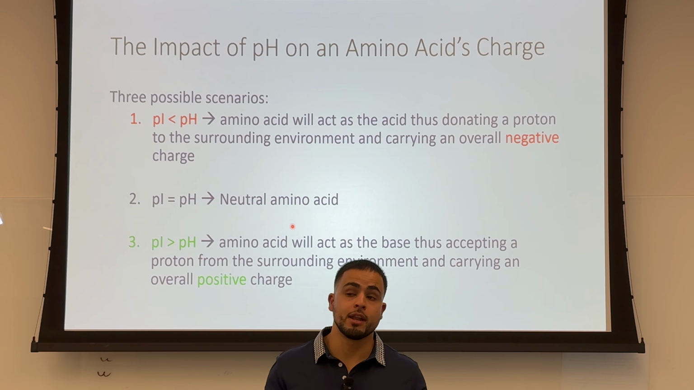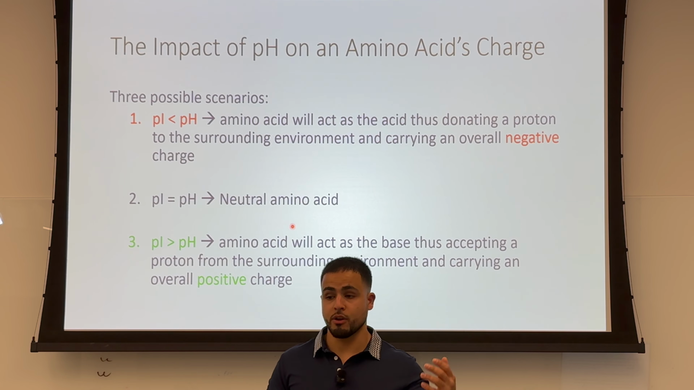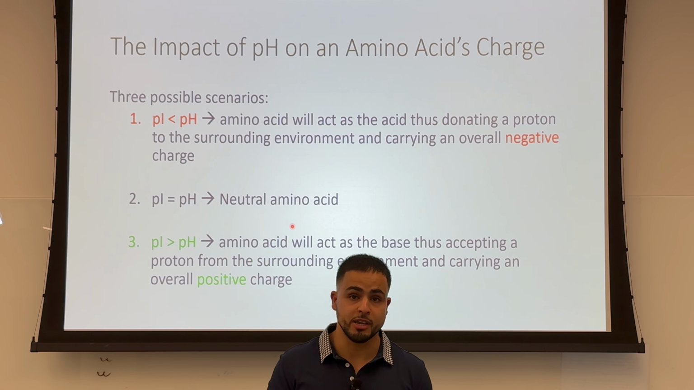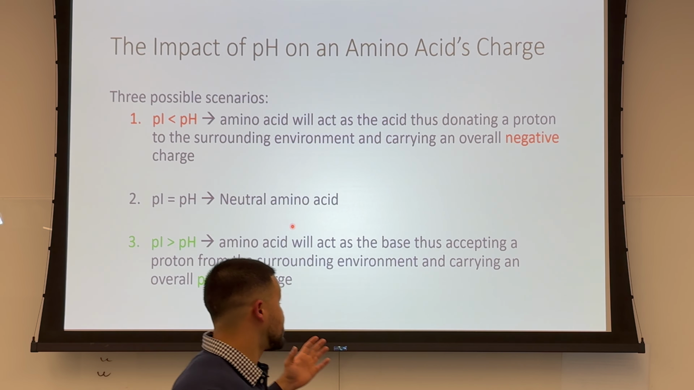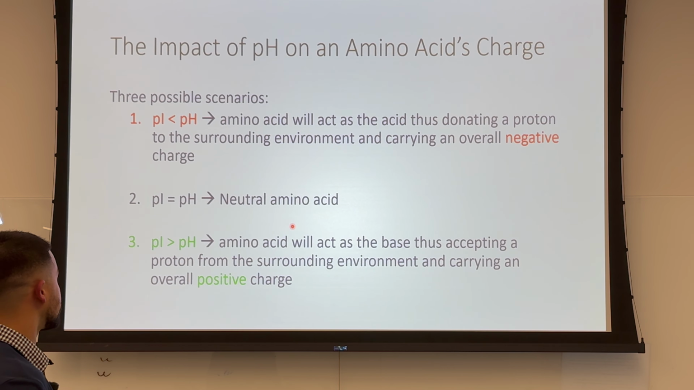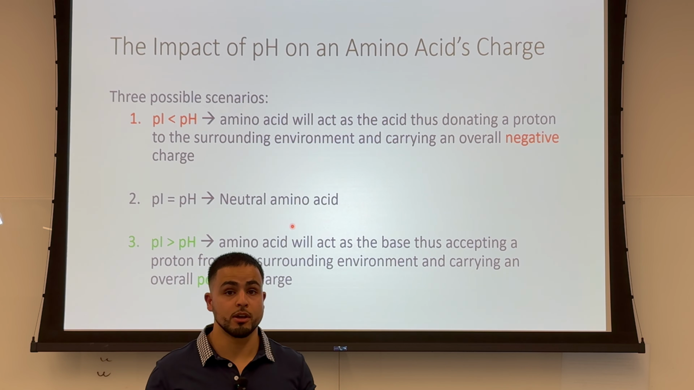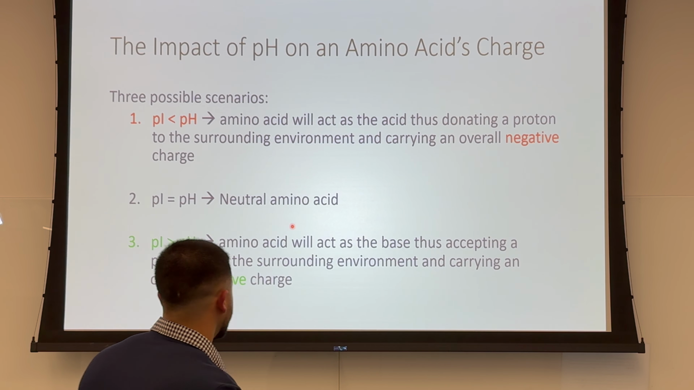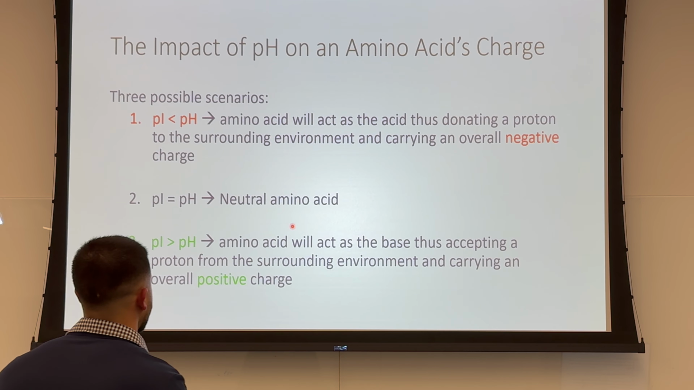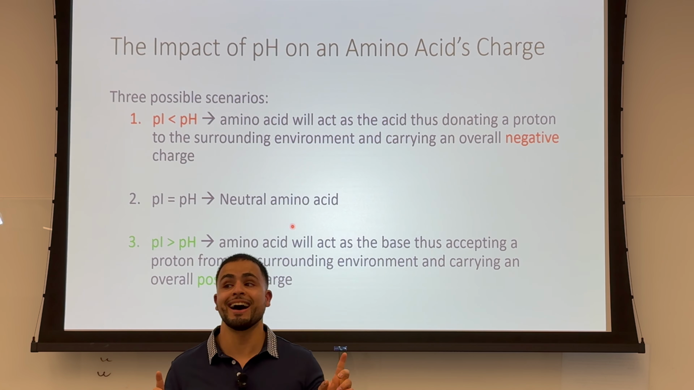So like if you put it on gel electrophoresis, that can have a pH of say 3 or 4 or 7, whatever you want it to be, okay? That pH is either going to be greater than the PI of your protein or amino acid. It's either going to be equal to it, or the PI is going to be greater than the surrounding pH.